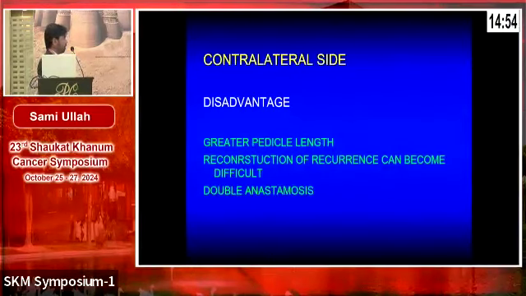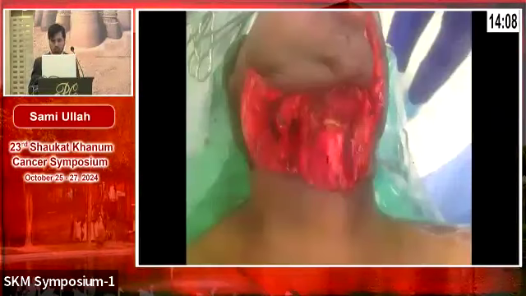On the contrary, however, in order to reach the contralateral side, obviously you will need a long pedicle length on your flaps. And thinking of another recurrence in these individuals, because these situations usually happen in recurrent tumors, if there is another recurrence, then you won't have the contralateral neck available to plug your vessels into. And because you need a saphenous vein graft to reach the contralateral side, you would need to do a double anastomosis. As the number of anastomoses increases, the risk of failure of the free flaps increases.